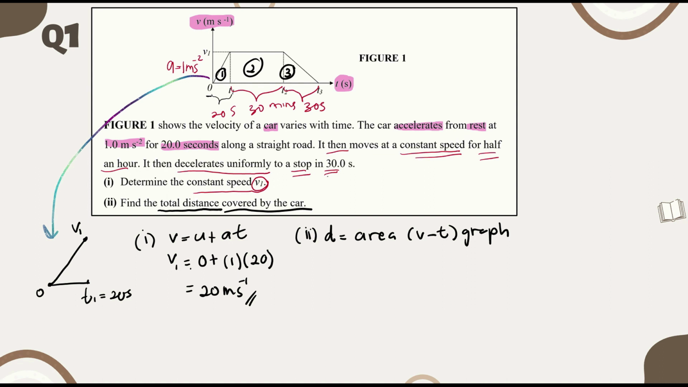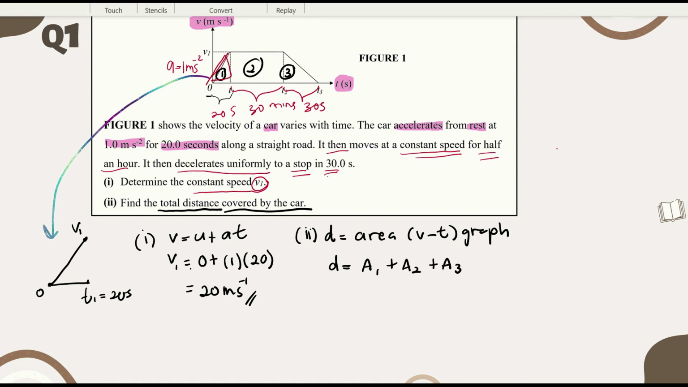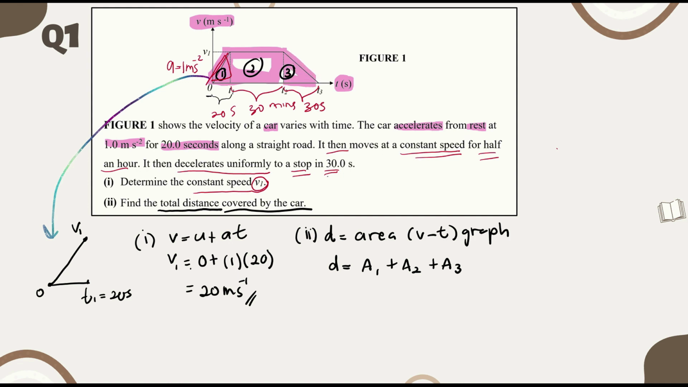To get rid of any confusion, let us divide. So the distance is equal to area number 1 plus area number 2 plus area number 3. For area number 1, we have a triangle. For area number 2, we have a rectangle. And for area number 3, we have again a triangle. Then we use the correct equation.